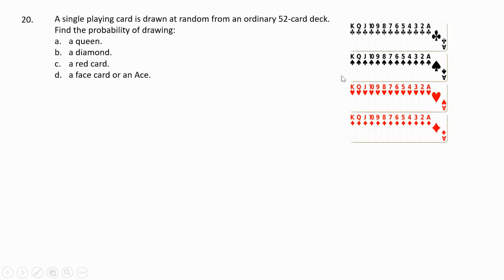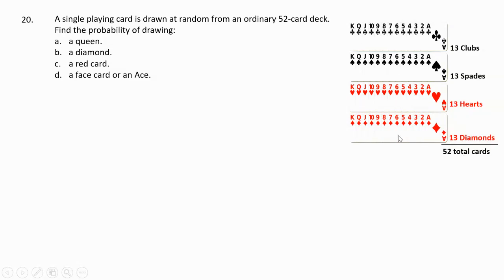Okay. Now number 20. A single playing card is drawn at random from an ordinary 52 card deck. Find the probability of drawing a queen, a diamond, a red card, and a face card or an ace. So here are the cards. Each card, there's 52 total. There's 13 clubs, 13 spades, 13 hearts, and 13 diamonds, with a total of 52.